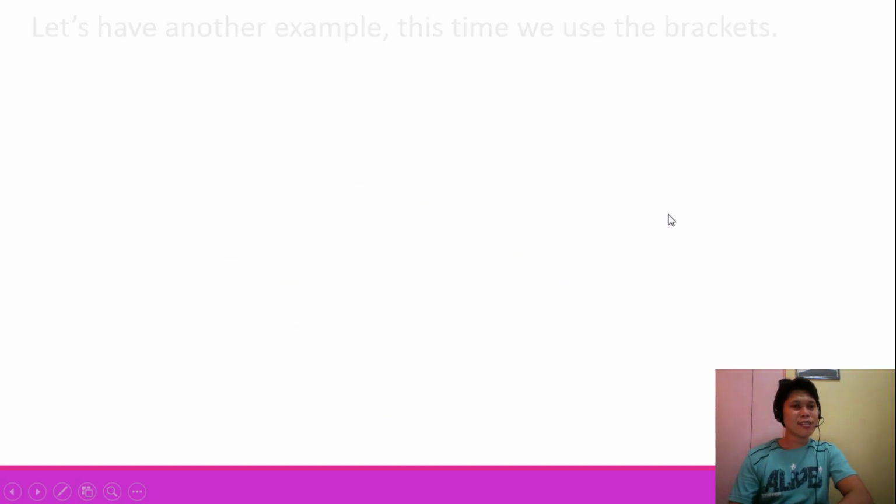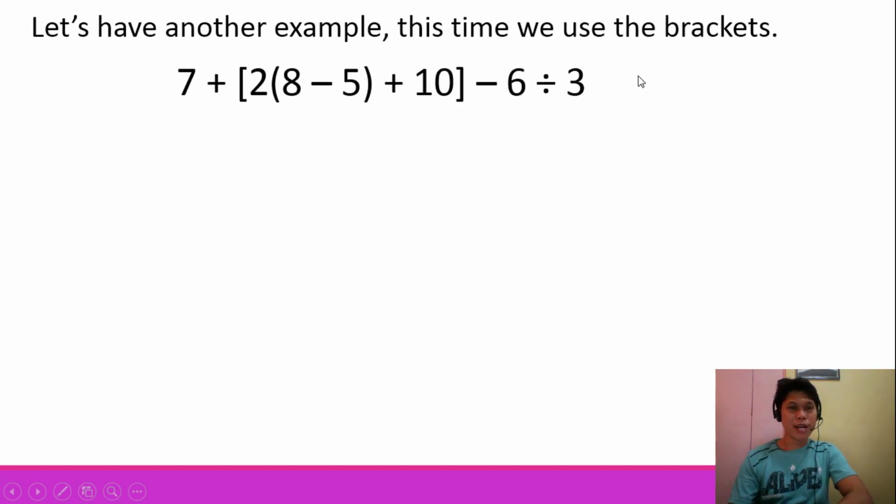Okay, let's have another example. This time use the brackets. So there are brackets already. As you can see, brackets are the outer portion, while the parentheses are on the inside. Means we perform first the innermost, this 8 minus 5. Okay, and as what we have observed already, there is no operation after this number 2.